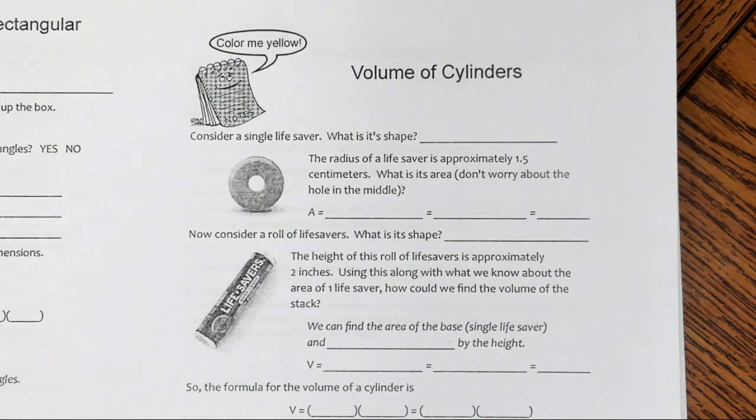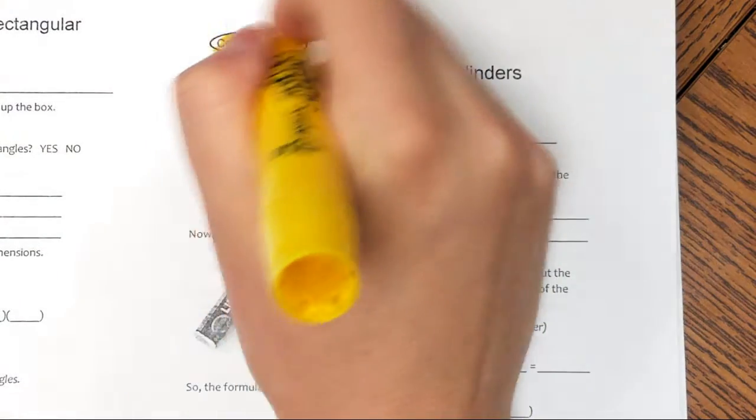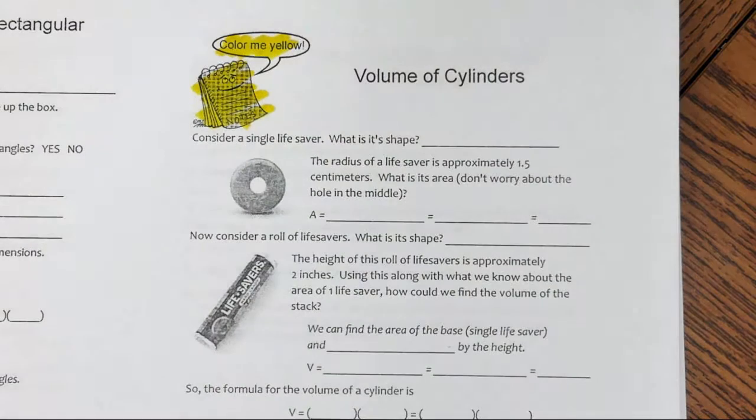In today's video, we're going to talk about volume and surface area of cylinders. This is still part of our 3D geometry unit, and that color is still yellow. Alright, so the first thing we're going to talk about is volume of cylinders.